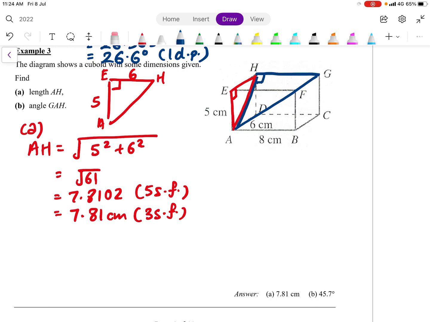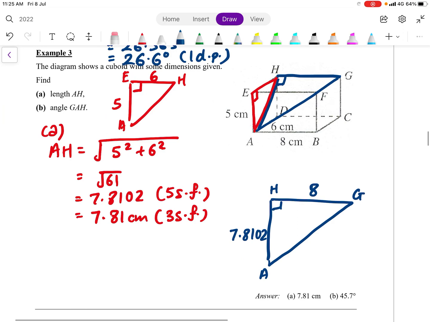Yes, if you say H. Okay, so I draw H here, G here, A here. What length do I have? AB is 8, so HG is also 8. AH I've just found. Don't give me 3SF, give me more. 7.8102. Can I find GAH now? GAH is here. Can I find it now? Let's call it theta. It's a triangle that is floating in the middle of the box.